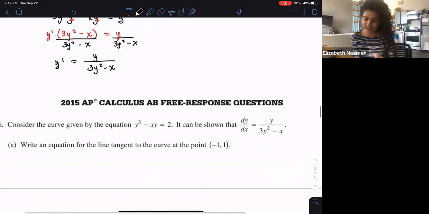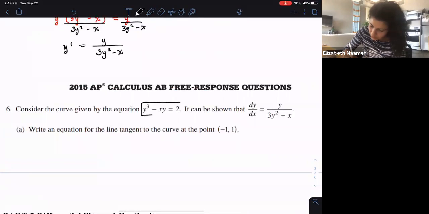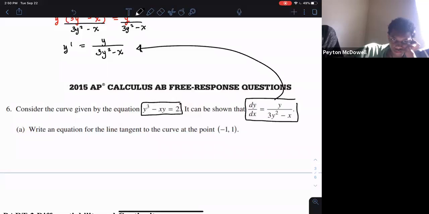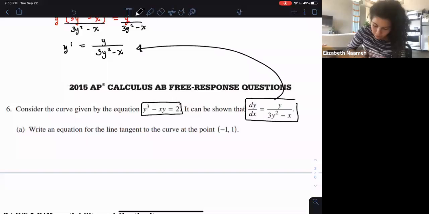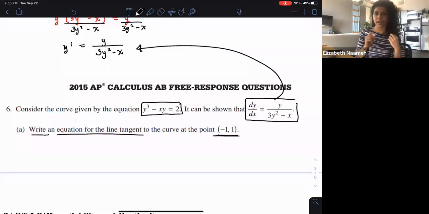Okay, now check this out. This was the AP Calculus question from 2015. It said, consider the curve given by this equation. Guys, we just did that. And then they said, it can be shown that the derivative is this. Isn't that what we got? Now, here was the question. It said, write an equation of the tangent line at the point (-1, 1). Copy this down. We're going to do the AP question.